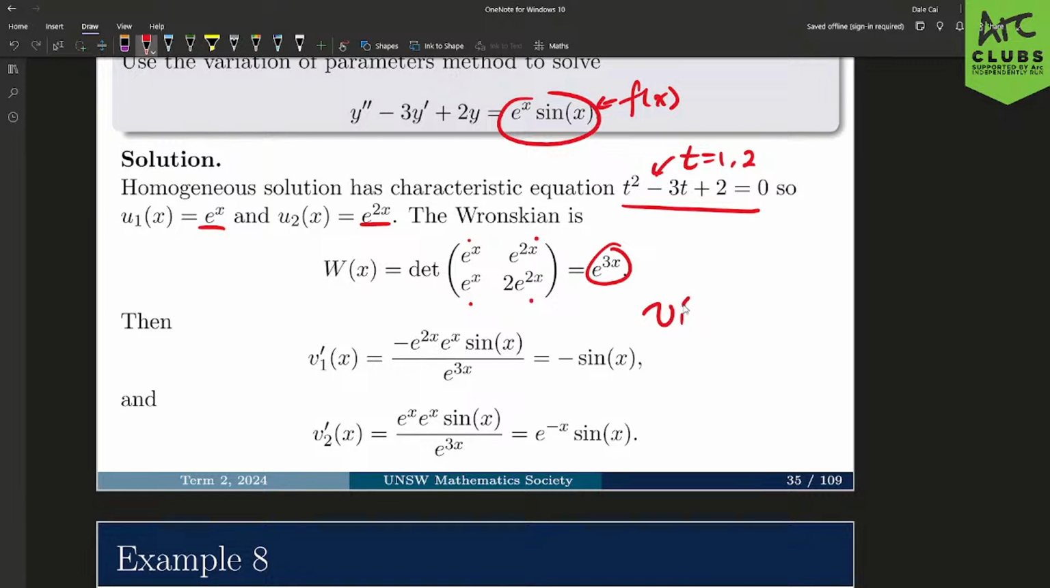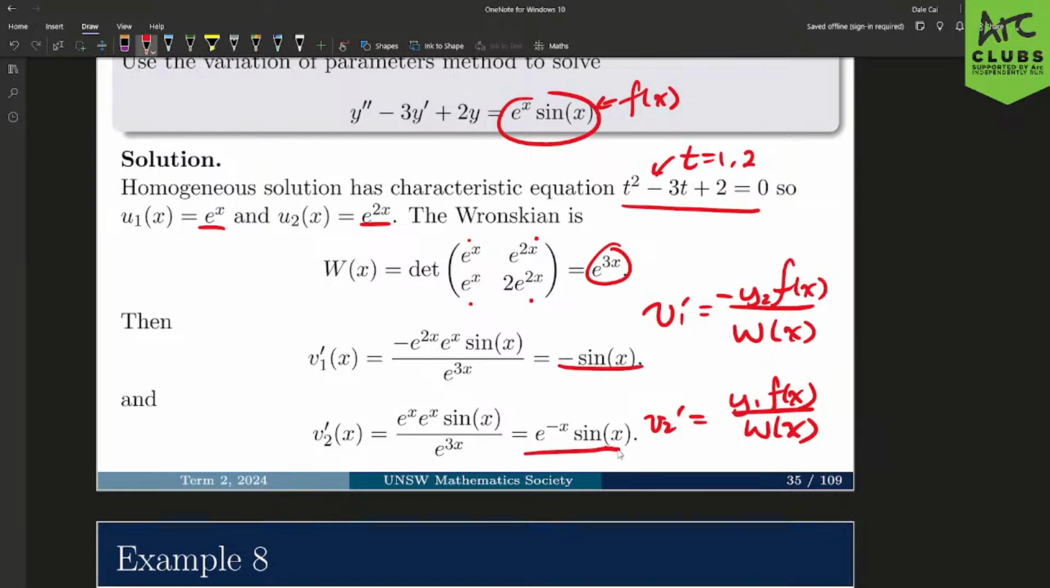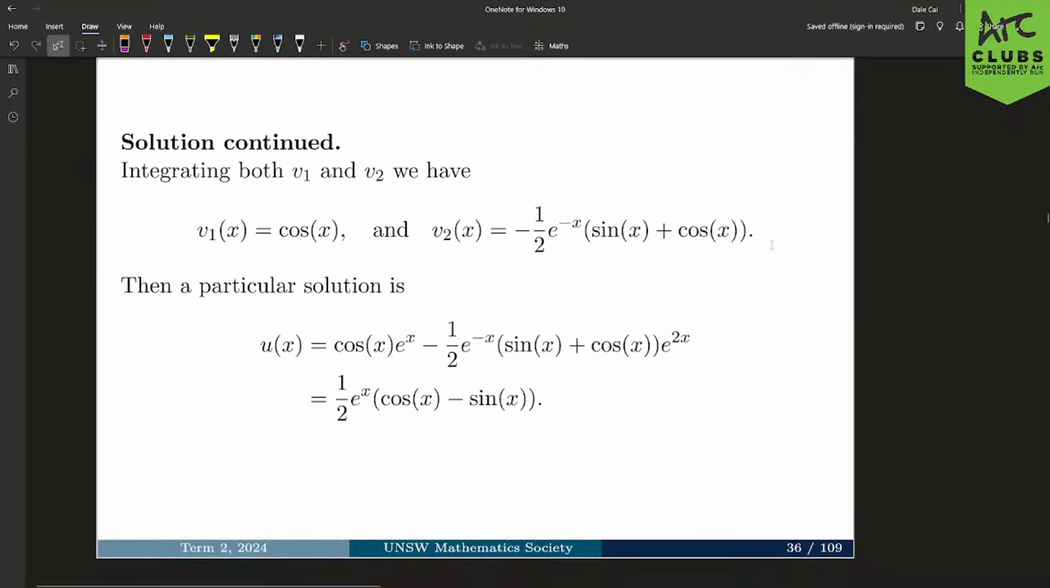So just remember our formula is v1 dash is negative y2 f of x over the Wronskian, and v2 dash is, that should not be y squared, that should be y2, and this is y1 f of x over the Wronskian. So you just plug those values in and you find these. And then we want to integrate to find v1 and v2.